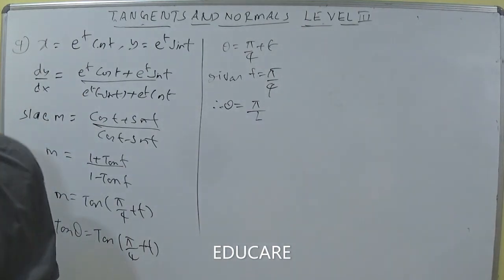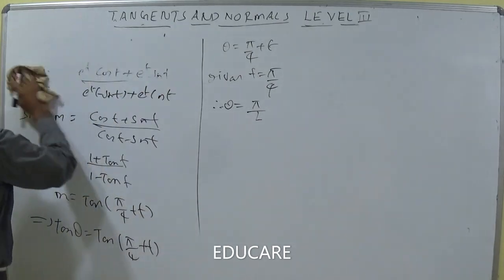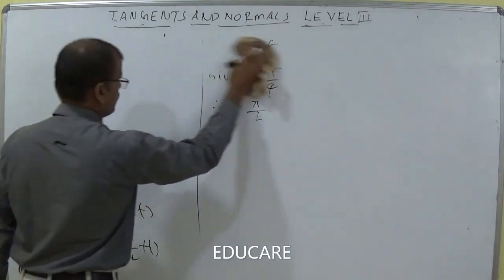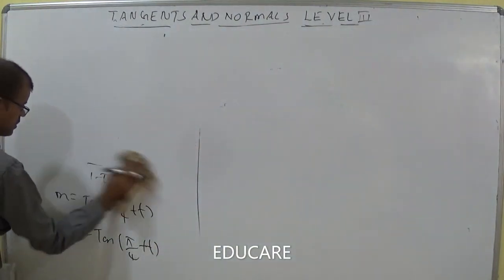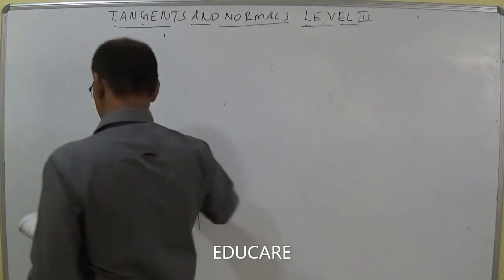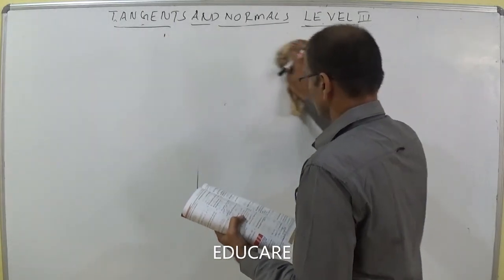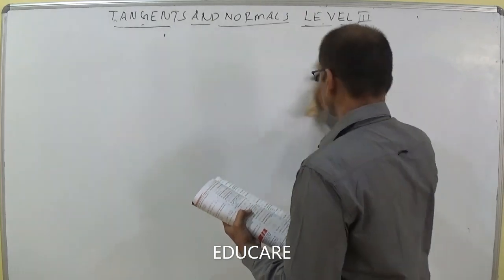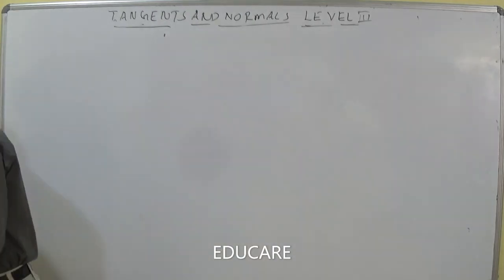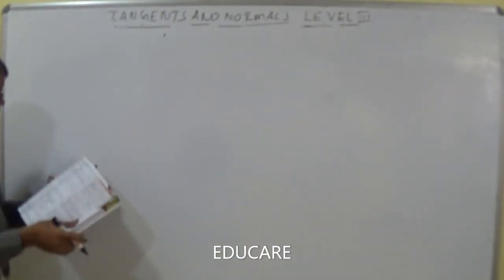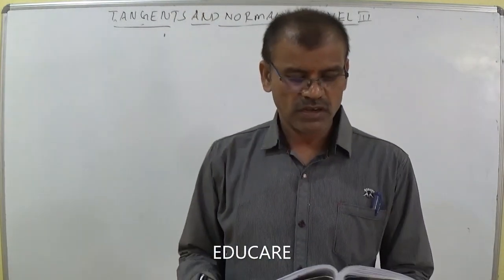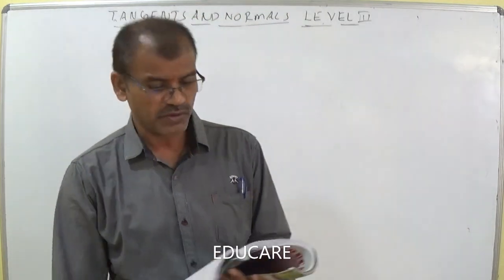It is a somewhat lengthy sum. You should take care while doing the fifth question. Read the question carefully, see what data is given and what value we should calculate. Fifth question: the portion of the tangent to the curve x is equal to root of a square minus a square plus a by 2 into log of this one, intercepted between the curve and the x-axis, is of length. We have to find the intercept between the curve and the x-axis.